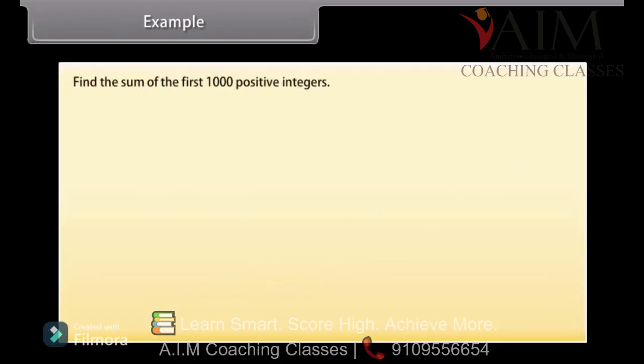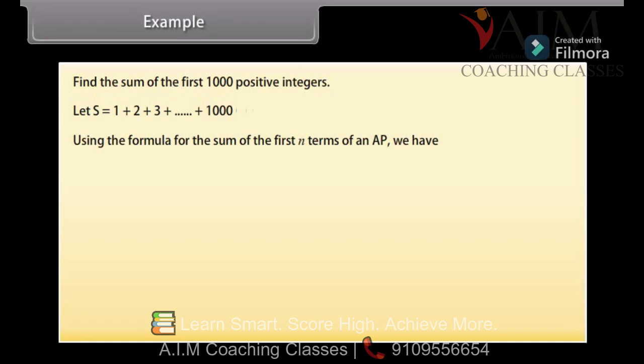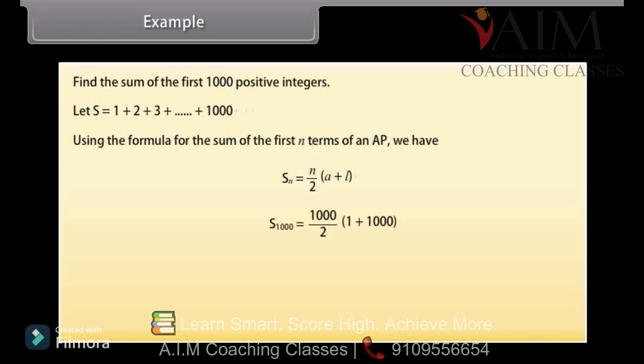Find the sum of the first 1000 positive integers. Let S is equal to 1 plus 2 plus 3 plus so on plus 1000. Using the formula for the sum of the first n terms of an AP, we have Sn is equal to n upon 2 into (a plus l). Substituting the value of n, we get S1000 is equal to 1000 upon 2 into (1 plus 1000).